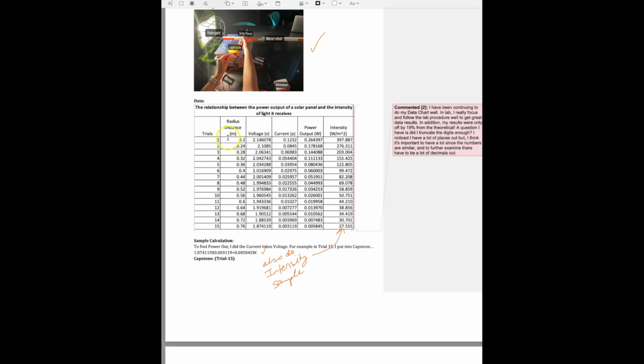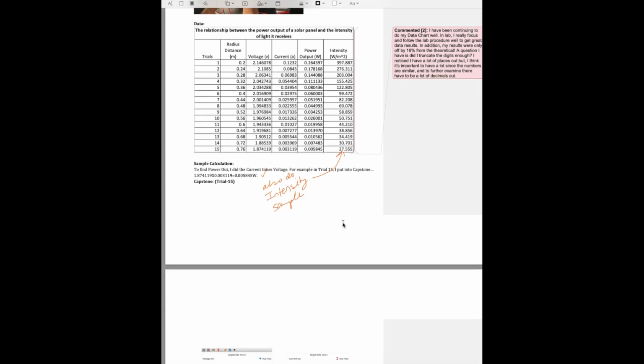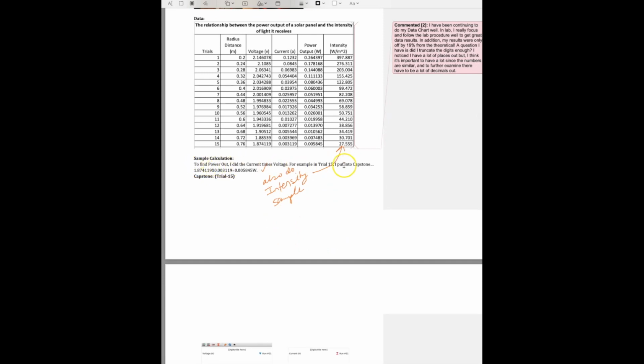She had 15 data points, and she called it radius. I know that you don't have to do that, but she's kind of making sure she remembers what that distance is. And then she got the power output, and she figured out intensity, which you didn't have to do in regular physics, but you needed for honors physics. So here's a sample calculation.